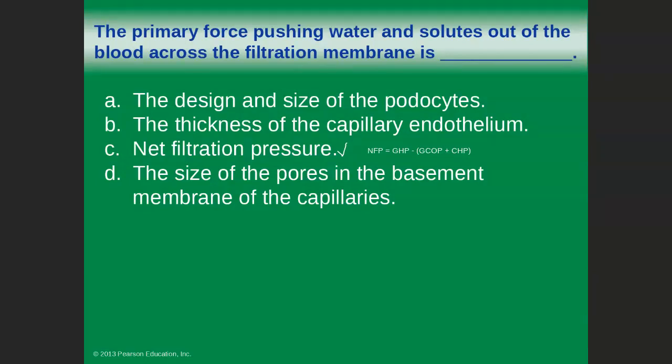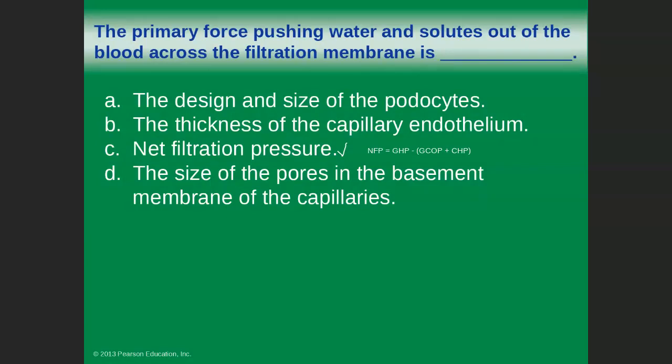Okay, so if your normal glomerular hydrostatic pressure is about 55, okay, it's usually about 55 millimeters of mercury. So 55 millimeters of mercury minus a normal colloid osmotic pressure, which is about 30, okay, 30 millimeters of mercury, okay, and then normal capsular hydrostatic pressure.